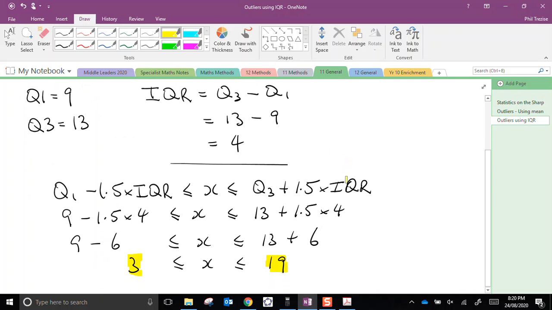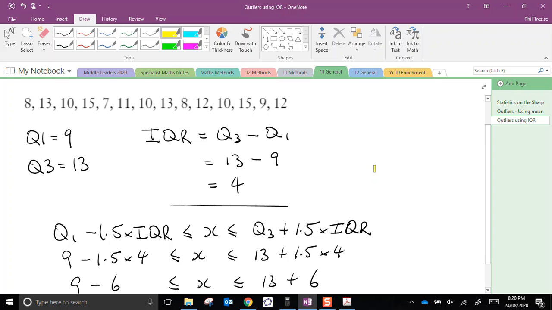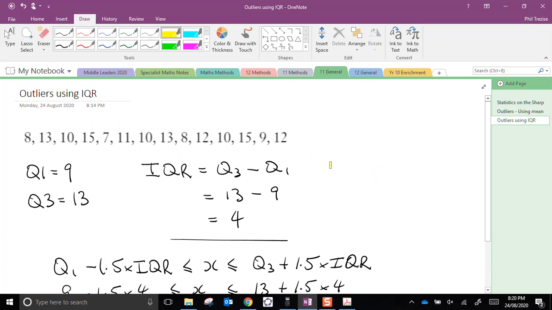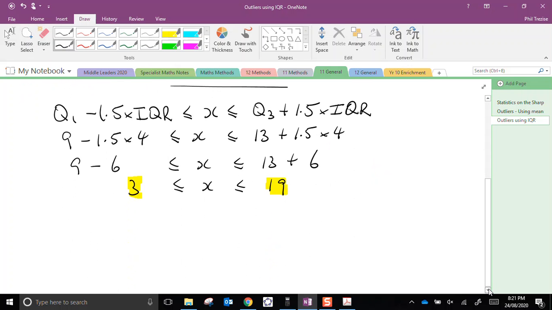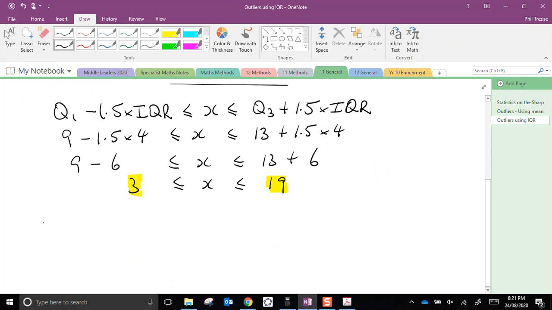So it seems in this data set, all of the individual values lie inside these boundaries or inside the fence. There are no potential outliers in this data set. And that's a valid conclusion as well. If you have to identify potential outliers, sometimes the answer is there are no outliers.